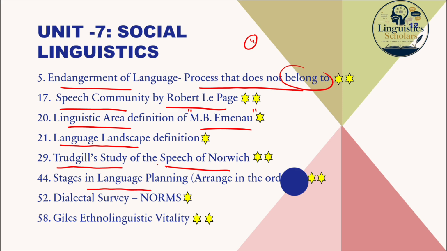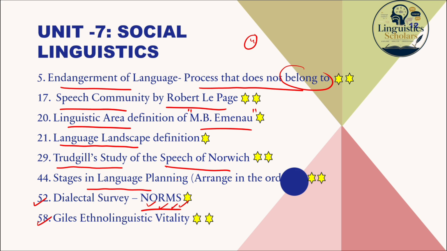And stages in language planning, arrange in the order. It's basically a very easy question, but we have to have an idea of the planning. Okay, and then there is one question on dialectal survey. They have asked about the expansion of NORMs, that is non-mobile, older, rural, male speakers. Okay, this is the selection of sample for the dialectal survey.